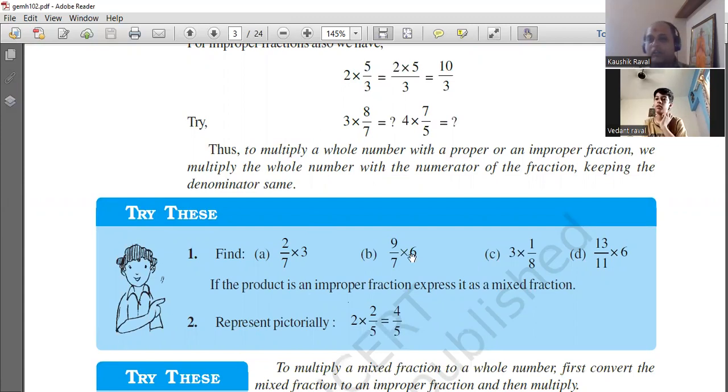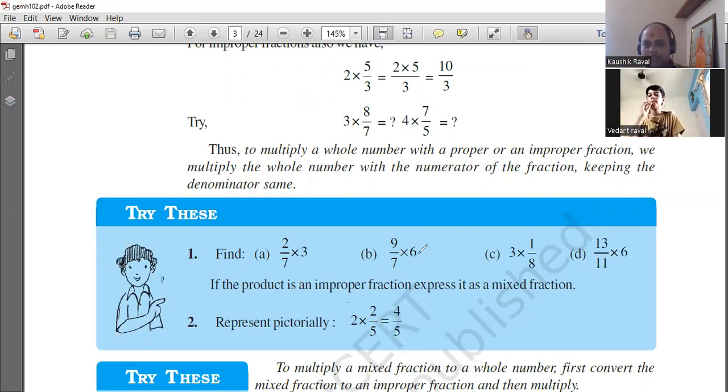In multiplication, if the sequence changes, it won't make any difference. Now let's talk about this one. 9 by 7 multiplied by 6. Try this one. Numerator with numerator, denominator with denominator. 54 upon 7. Yes, very good. 54 upon 7. That is correct.